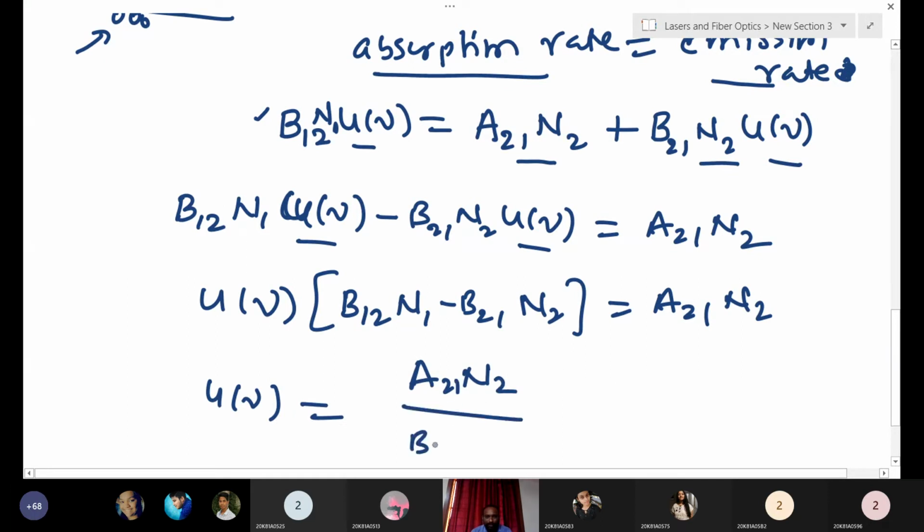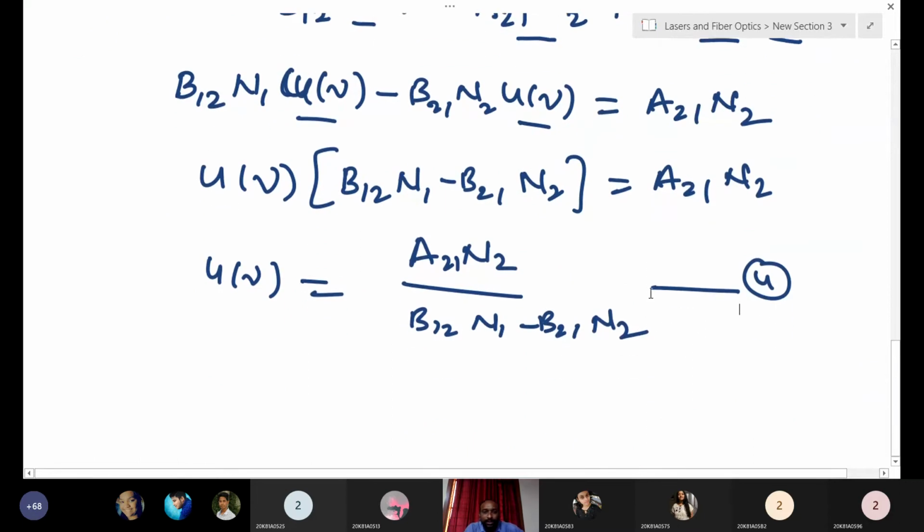A21 N2 by B12 N1 minus B21 N2. Okay, this is the equation; let's take it as equation four. So now what you will do is divide with N2. Otherwise you take N2 common, whatever you can do.